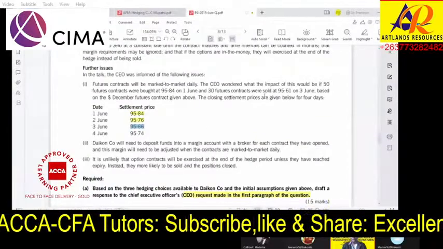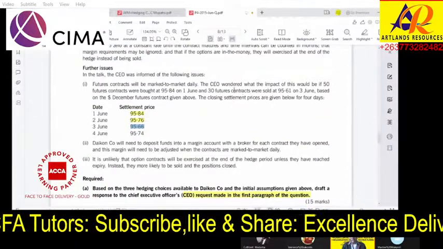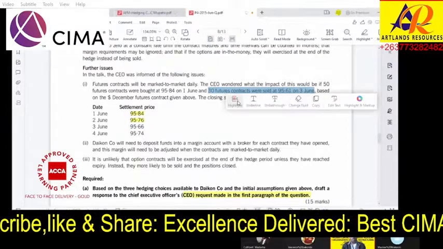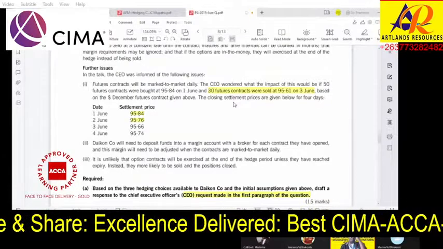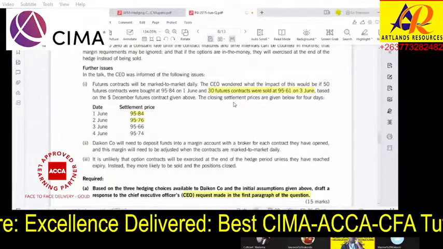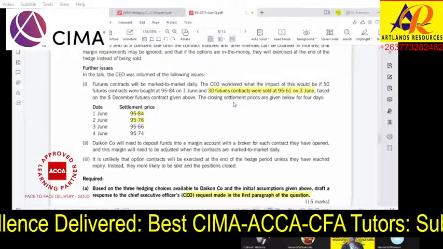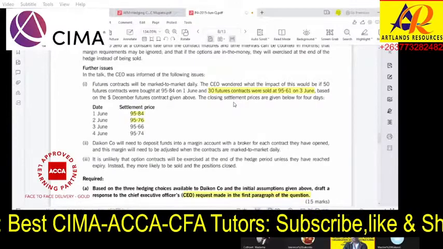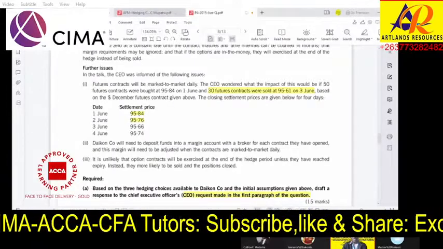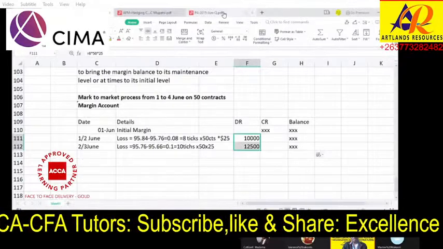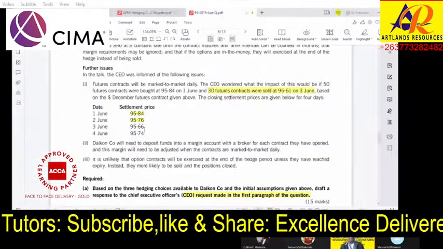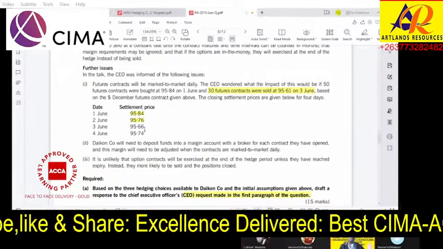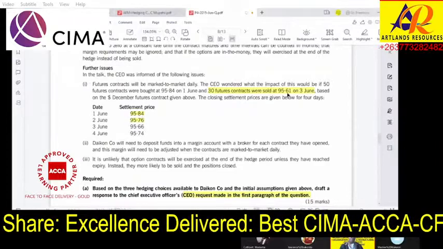So they are saying, 30 contracts were sold for 95.61 on 3 June. So on the same date, which is 3 June, Daikon then decided, after realizing that it is just having losses, to sell 30 contracts. But you can't sell these 30 contracts at a price above 95.66 because no one will buy them, because everyone knows that you are having losses over the past 2 days. So you have to discount them.